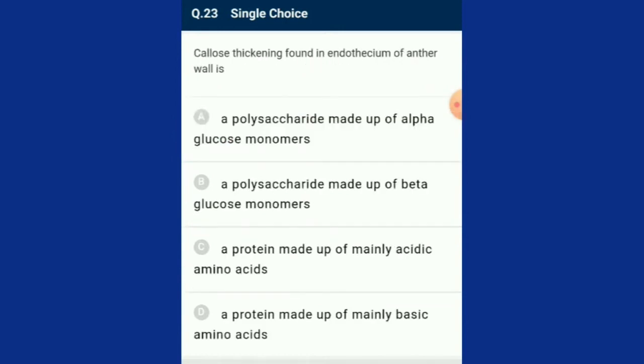Question number 23. Callose thickening found in the endothecium of anther walls.